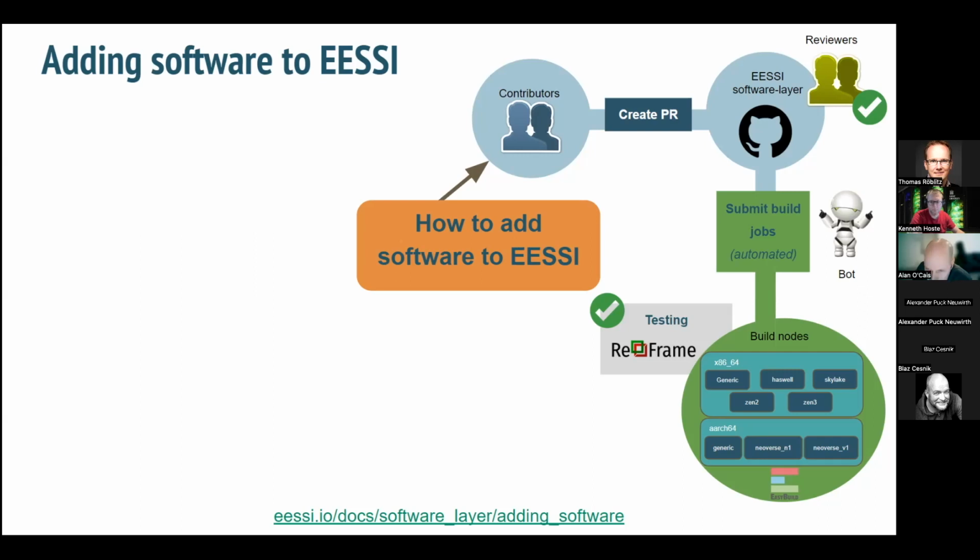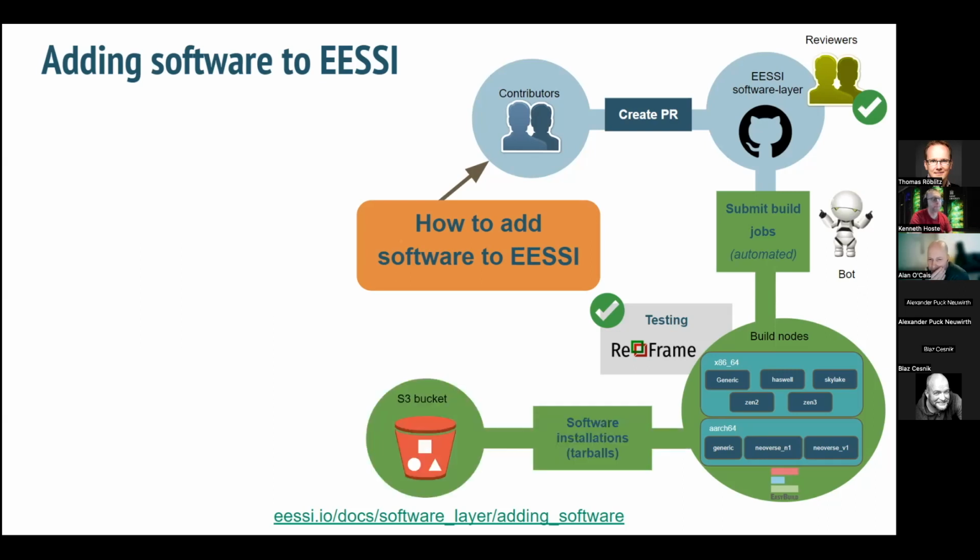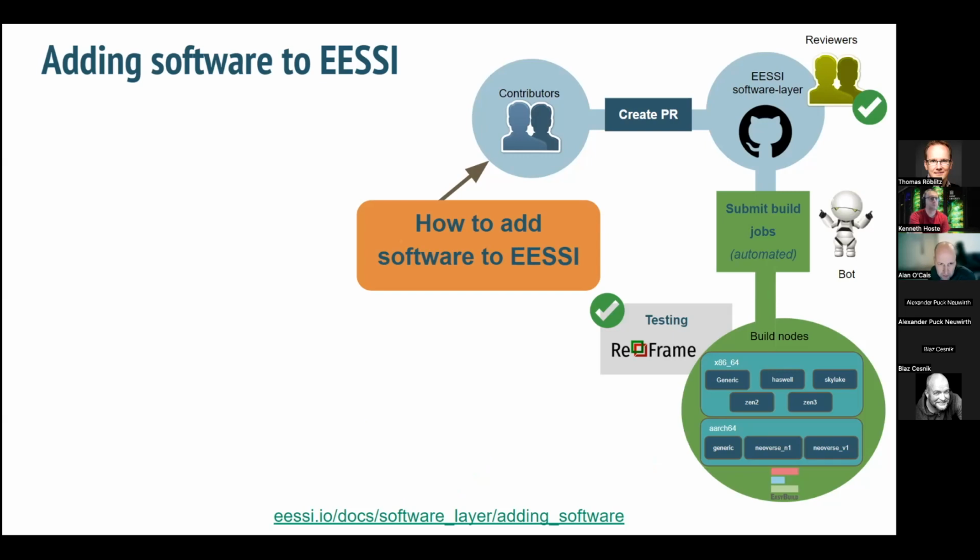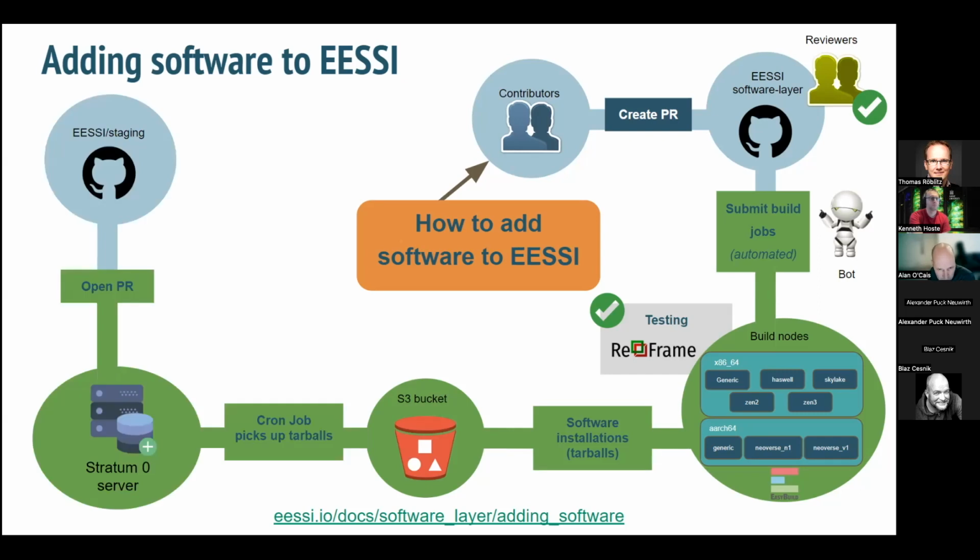Once that testing has come back and has passed, then we can create tarballs of those software installations, and they are placed in something called S3. It's just a storage backend that you find a lot in cloud providers. So these software installations are placed in a special location. And then there's a cron job that recognizes that these tarballs have been placed there. It checks to see if these tarballs can be unpacked into the Stratum 0 server of CernVM-FS.